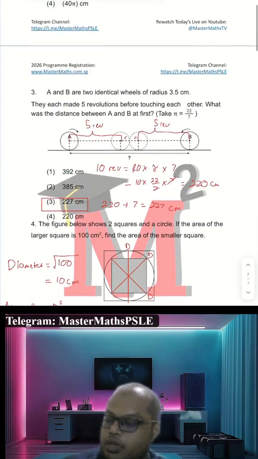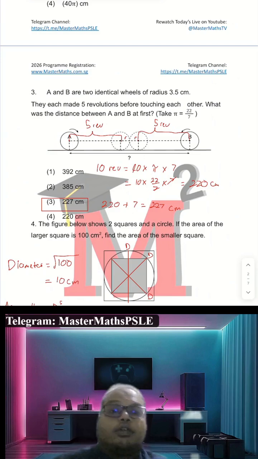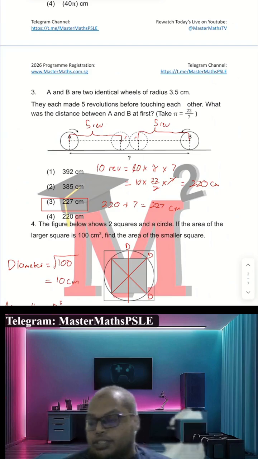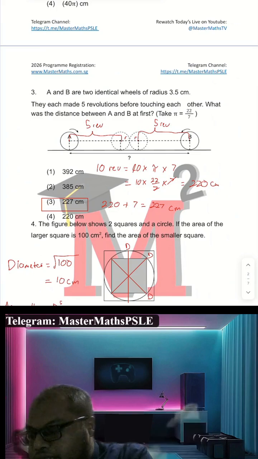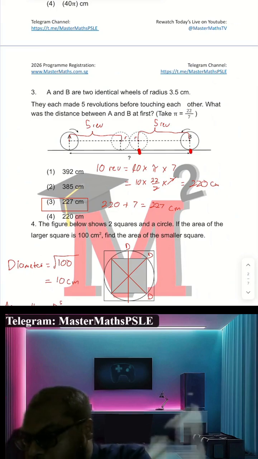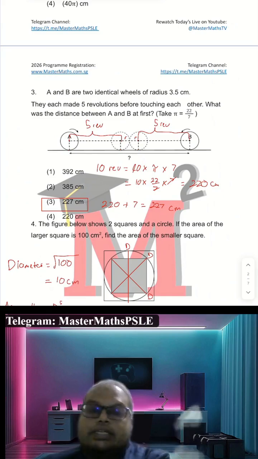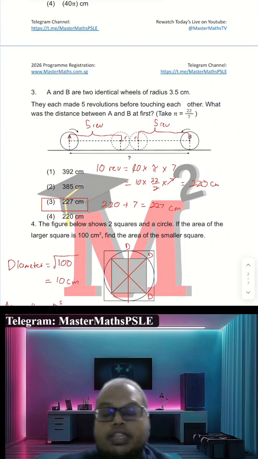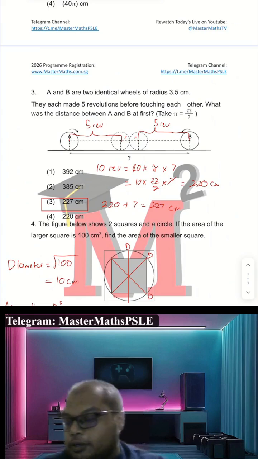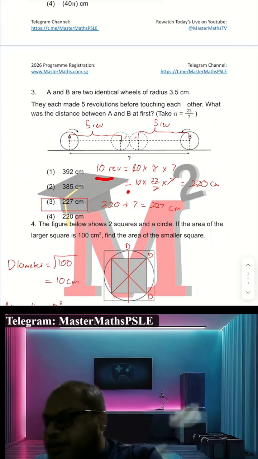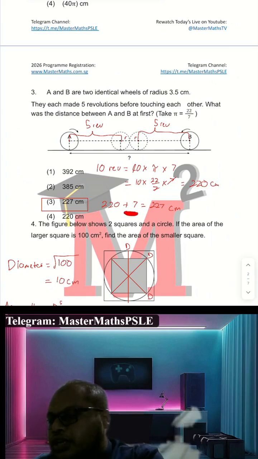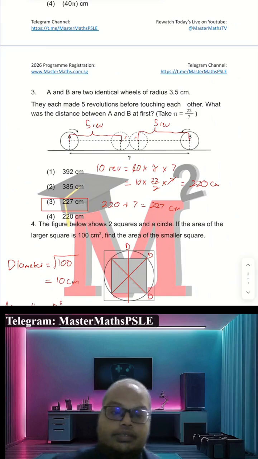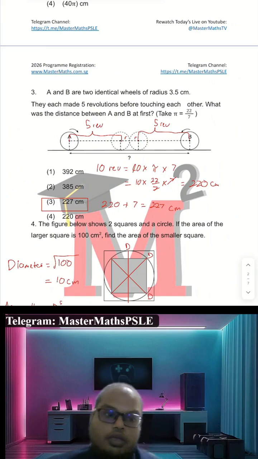Okay, good. So now this one. 5 revolution to the left, 5 revolution to the right, which is 5 times circumference, 5 times circumference. But your circle starts from here to here, here to here. We are missing this center portion. That center portion is your R and R. 3.5 plus 3.5 or 3.5 times 2, that is 7. That's why after calculating the 10 revolution, I plus 7 equals to 227. Okay?